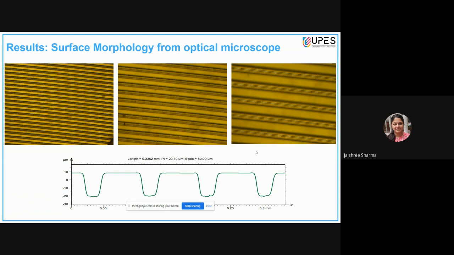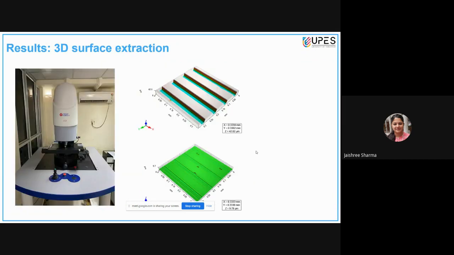So these are the results. These are some surface morphologies for the 2D hierarchical pattern, which I have fabricated using this machining. Here you can see the 2D extraction graph that is obtained from the CCI. These are the 3D profile extractions, also obtained by the CCI. And in the second image, the green surface, some voids or micro cracks are shown on this surface. This is due to the chip formation.